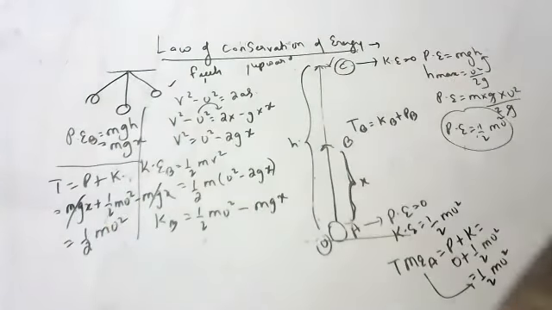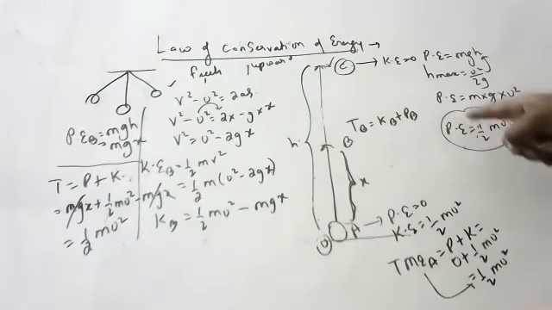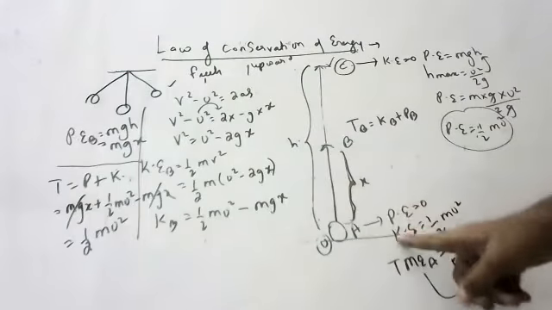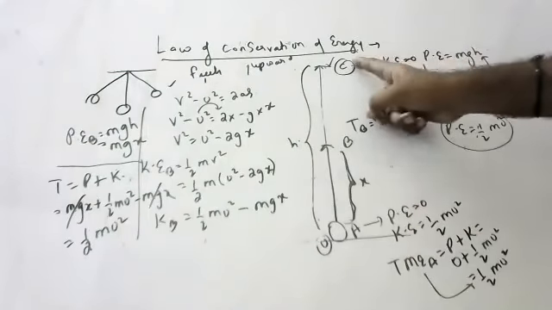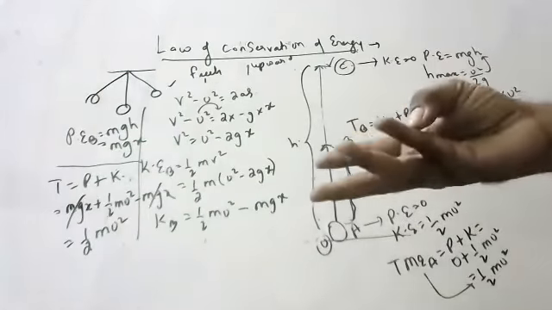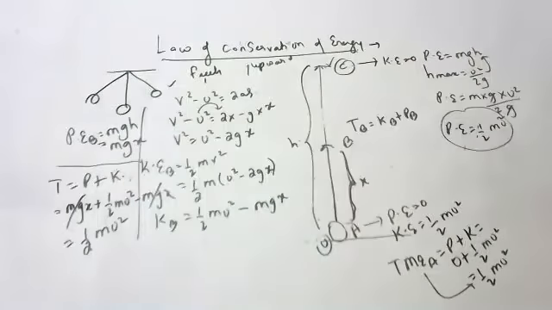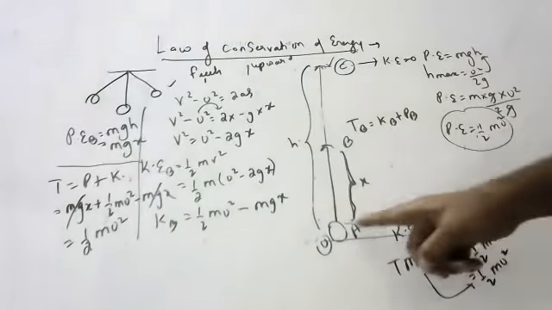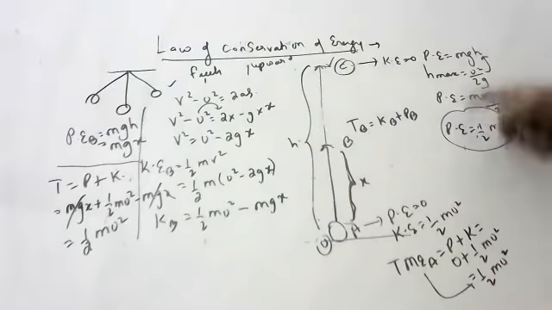I want to show, I showed you. Here also half mv square, here also half mv square, here also half mv square. But here it was only kinetic energy, here it was potential energy, and here it is mechanical energy. What is mechanical energy? Potential energy plus kinetic energy. Here potential energy was 0, here kinetic energy was 0.